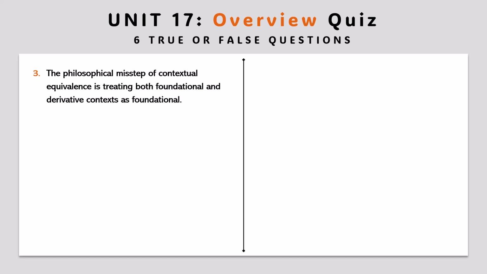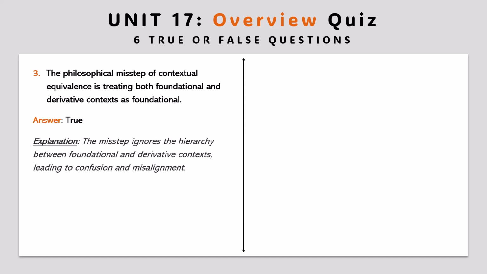Question number 3. The philosophical misstep of contextual equivalence is treating both foundational and derivative contexts as foundational. Answer: true. Explanation: the misstep ignores the hierarchy between foundational and derivative contexts, leading to confusion and misalignment.